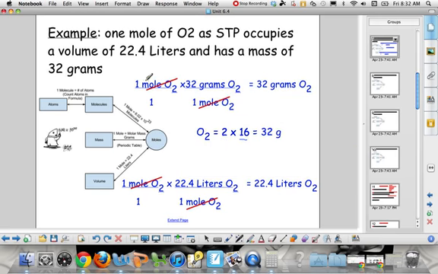So when I do this, 1 mole of oxygen goes on the bottom, multiply this by my 32. My mass of oxygen is 32 grams. So now we know 1 mole of oxygen has a mass of 32 grams. That's what we did in the last video. And in this video, we're saying it has a volume of 22.4 liters. Let's look at how we can use this in some practice problems.